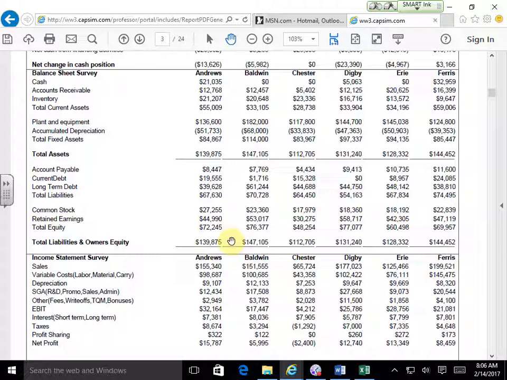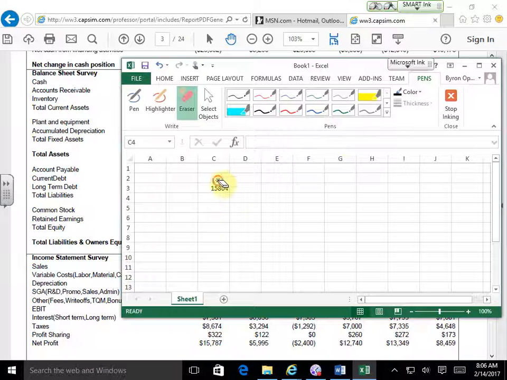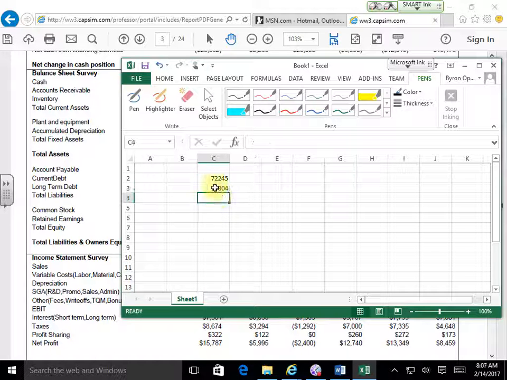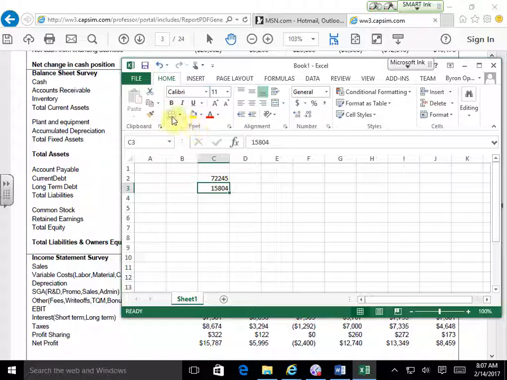Its equity, we find that on the balance sheet, right? Okay, total equity, 72,245. I'm going to put that up here. 72,245. Okay. Sorry, I've got to make them look pretty too.